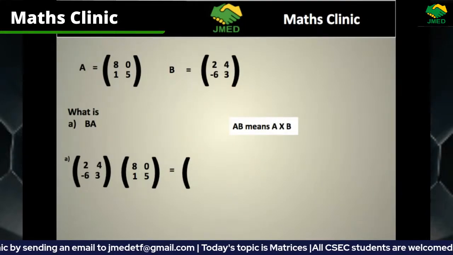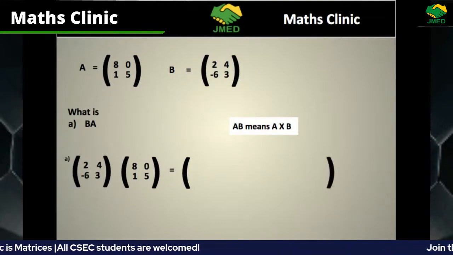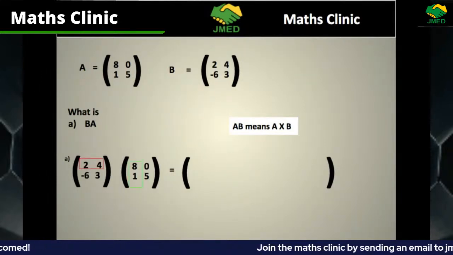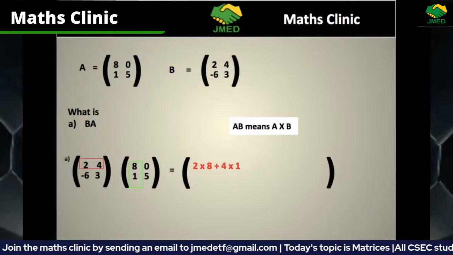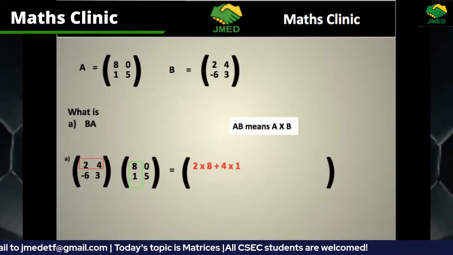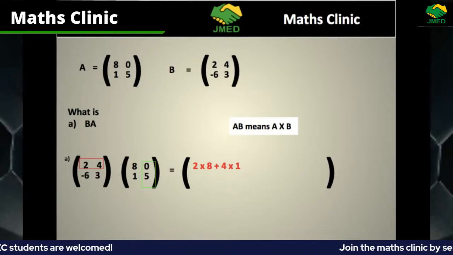So B times A means we put B at the front and put A in the second position. Okay. So we carry on. We get a row, first column. And we know that the 2 is going to operate with the 8 and the 4 is going to operate with the 1 to get 2 times 8 plus 4 times 1. We continue. Now we move on to the second column. Same procedure. This time the 2 is going to work on the 0 and the 4.